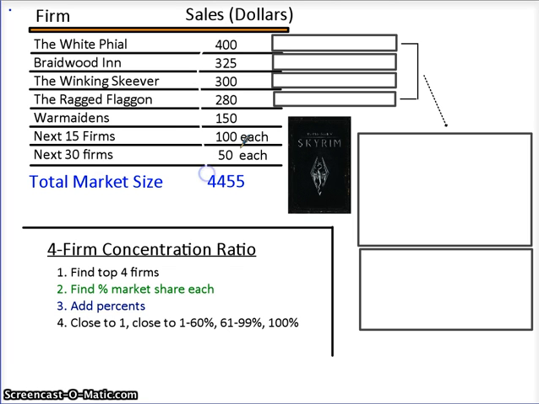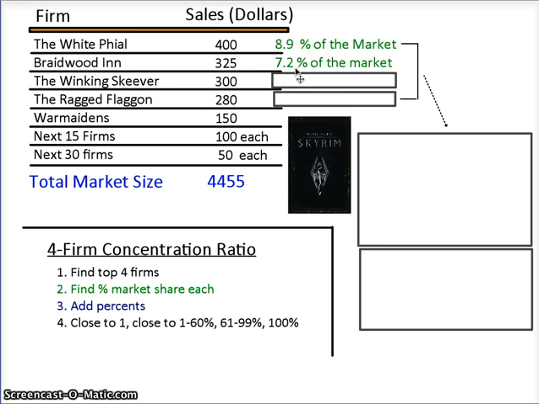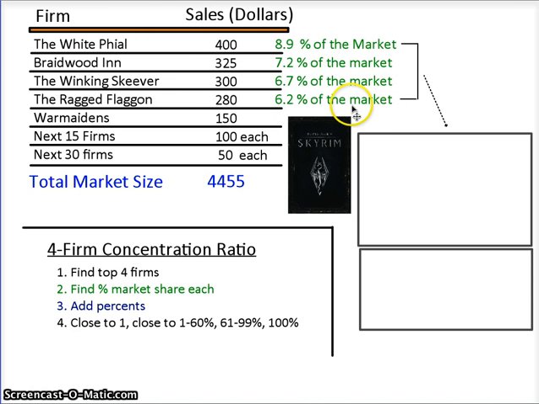400, hey, that's white. We can't see that. Let me try that again. 400 is what percent of 4,455. That's what we're going for. So if you calculate your numbers, bam, we find out that 400 is 8.9% of 4,455, which means the White File possesses 8.9% of the entire market. Crunch your numbers for the Braidwood Inn, and we find out that the Braidwood Inn possesses 7.2% of the market, the Winking Skeever, 6.7% of the market, and the Ragged Flagon, 6.2% of the market.